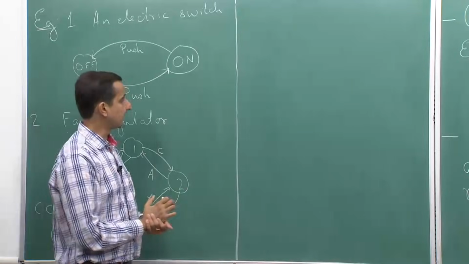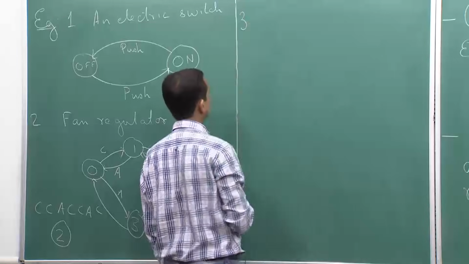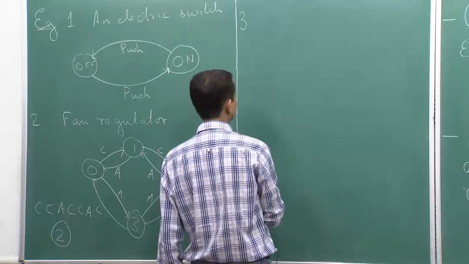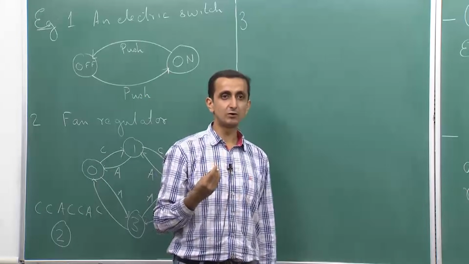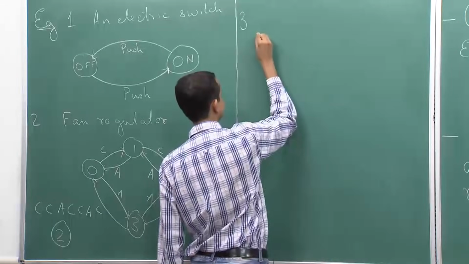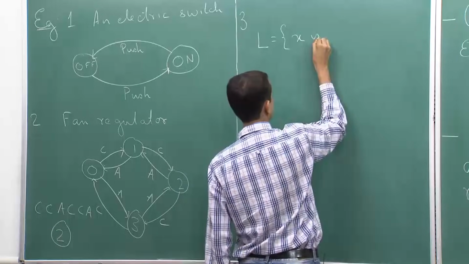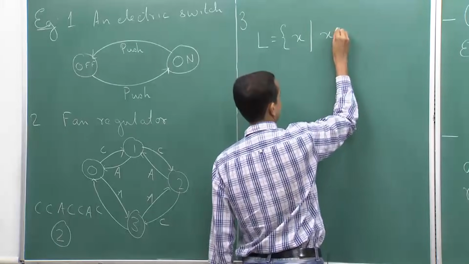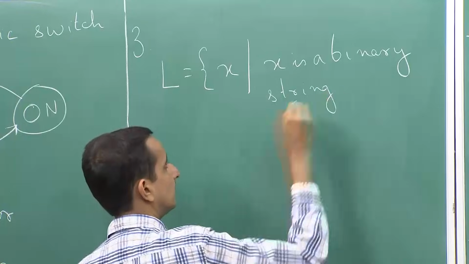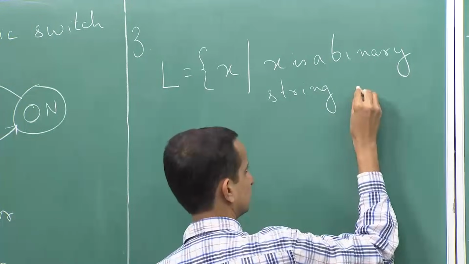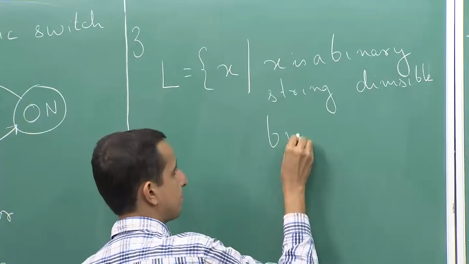So, now let us look at a slightly more mathematical example. We look at the following set of strings. We will look at binary strings, that is strings consisting of zeros and ones, and we look at the following set of strings which we call L. L is the set of strings X such that X is a binary string divisible by 4.